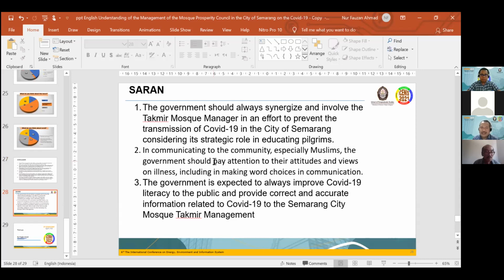And 3, the government is expected to always improve COVID-19 literacy among the public and provide correct and accurate information related to COVID-19 to the Semarang City Mosque Takmir Management. Thank you. Assalamualaikum warahmatullahi wabarakatuh.